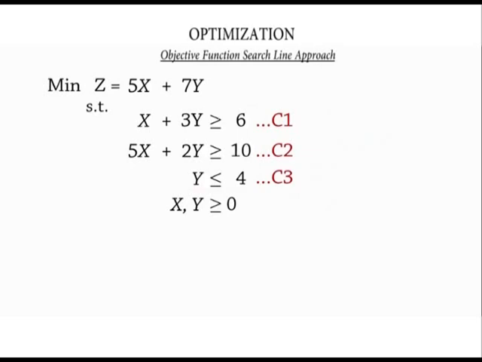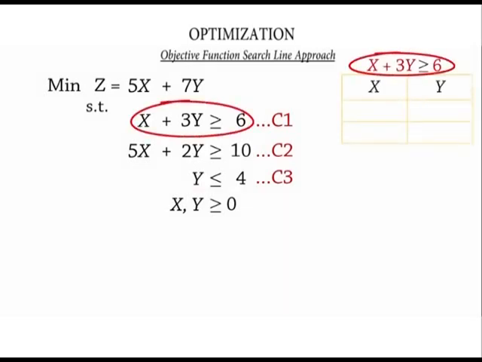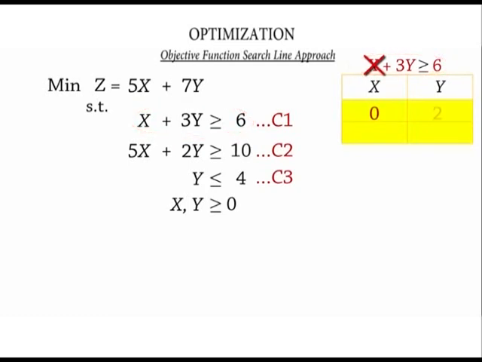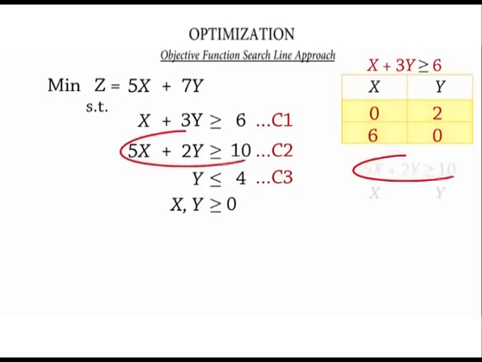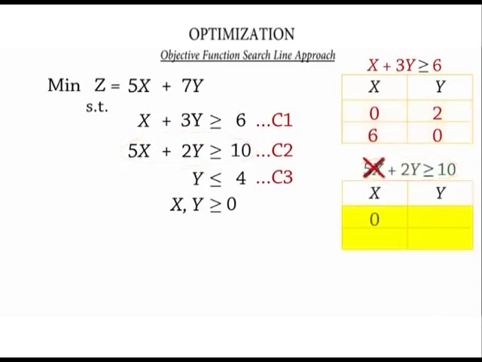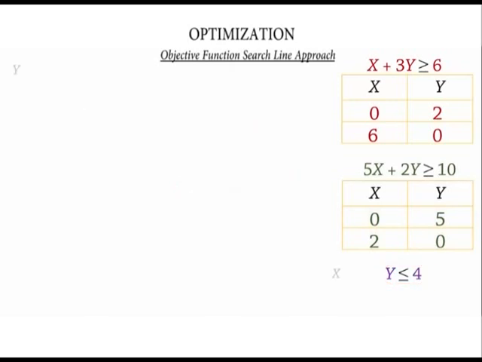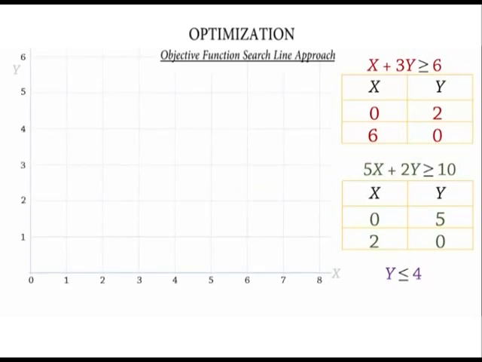We start by drawing lines for the constraints. For the first constraint, when x is equal to 0, y will be equal to 2, and when y is 0, x is 6. For the second constraint, when x is 0, y is 5, and when y is 0, x is 2. For the third constraint, y is always 4, irrespective of the value of x. Again, when choosing the coordinates, try and limit them to the first quadrant, where x and y are both positive.